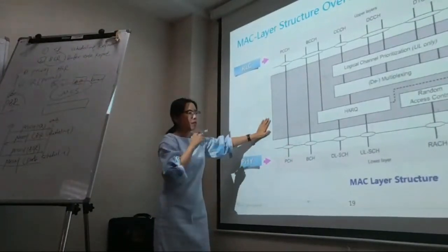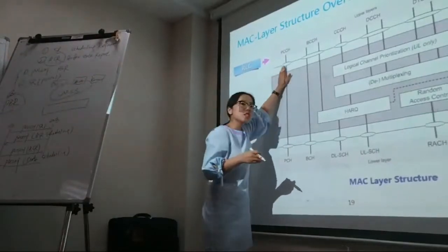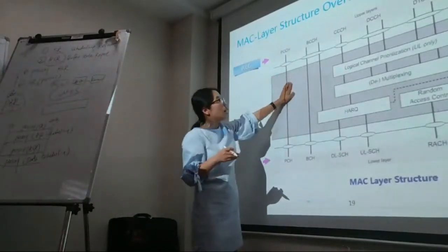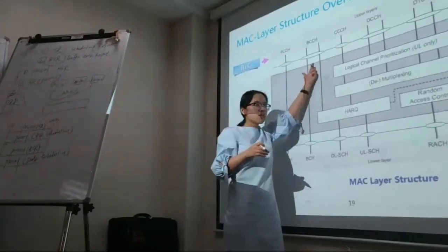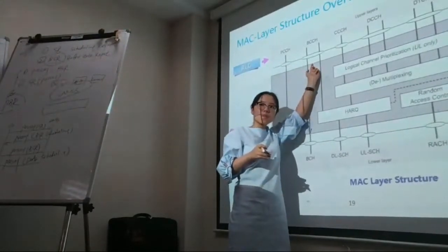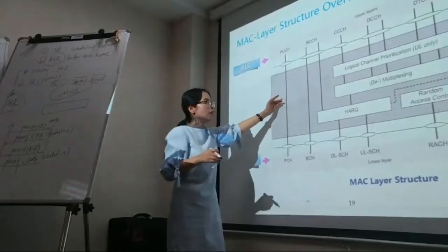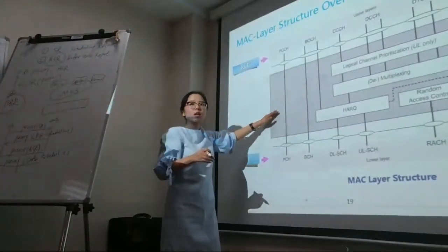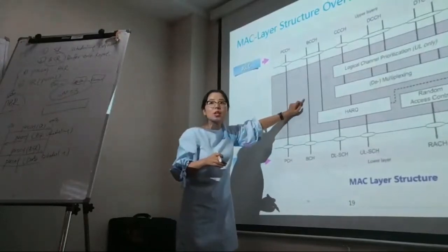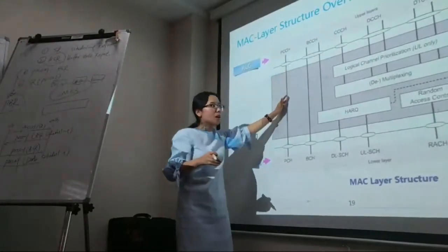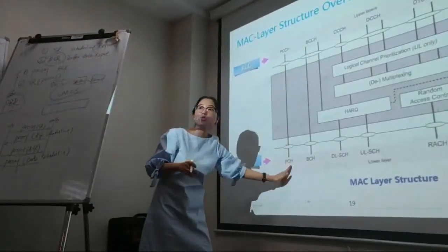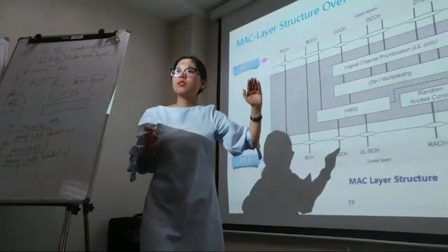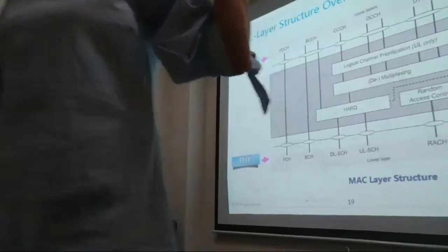So we can see that the PCCH information and one part of the BCCH, the MAC layer doesn't process it, right? It just goes through the MAC layer and is transmitted to the physical layer. You can read this information.